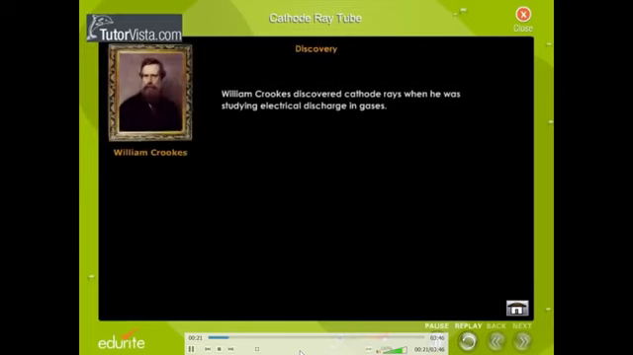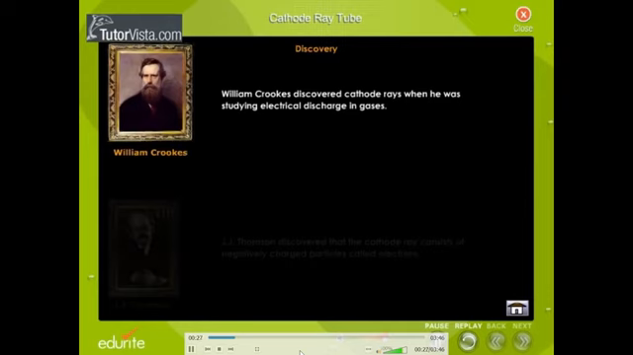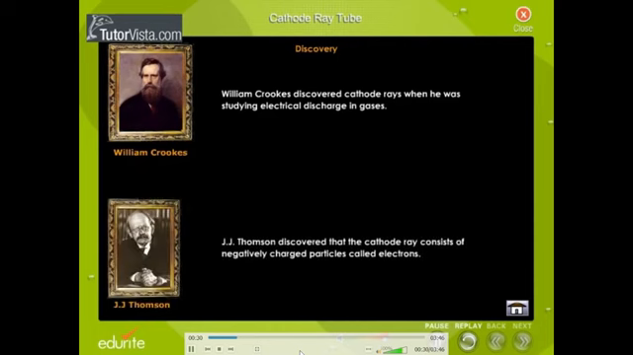Discovery. William Crookes discovered cathode rays when he was studying electrical discharge in gases, whereas J.J. Thomson discovered that the cathode ray consists of negatively charged particles called electrons.